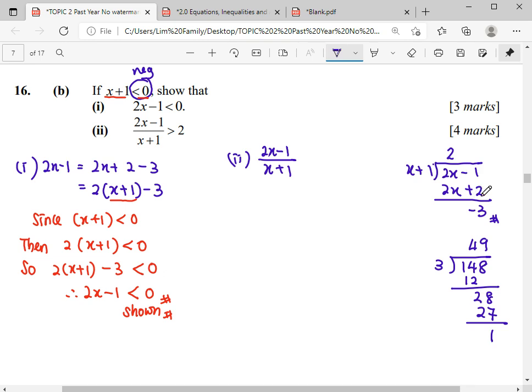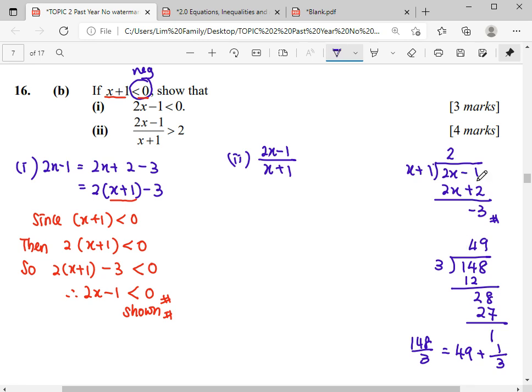When negative 1 minus 2 is negative 3. So our balance is here. So how do we write the answer? Like this: 10 divided by 3 is equal to 3, and then the balance is 1 over 3. So the same concept can be applied for this division.